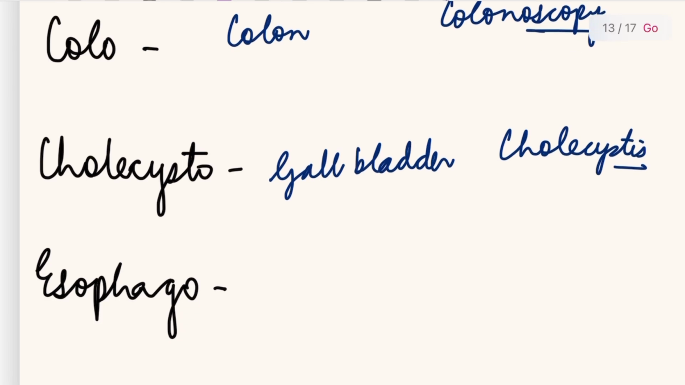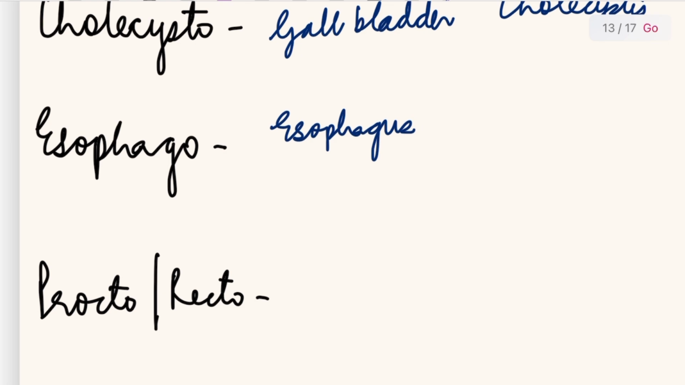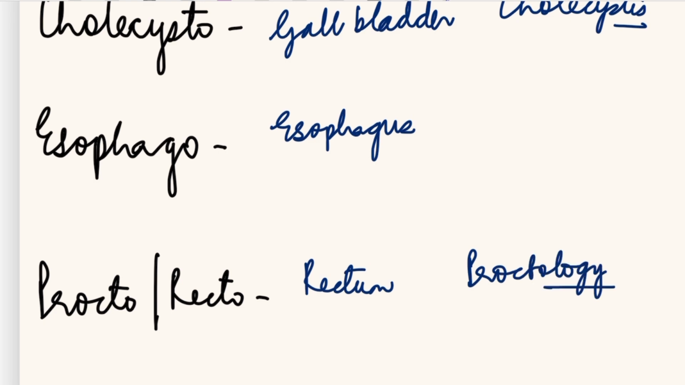Esophago. I think you've already guessed it. It is esophagus. The word is esophagitis. Then procto or recto. It means rectum. The word is proctology. So what does proctology mean? Logy, anywhere, refers to study. So proctology is the study of the rectum.